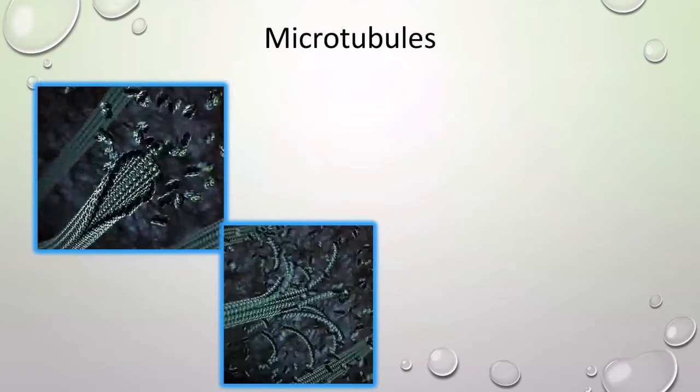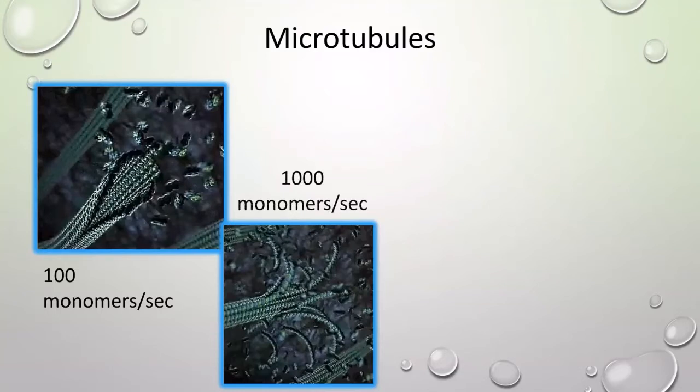So these are microtubules. There's mainly two types of tubulin that make up microtubules. There's the alpha tubulin and the beta tubulin, and they fit together to form these long tubes. And precisely, I think it's 11 tubulin molecules that make up the diameter of these microtubules. And they will polymerize. Here's a picture of the microtubules polymerizing at 100 monomers per second. And then they depolymerize at 1,000 monomers per second.